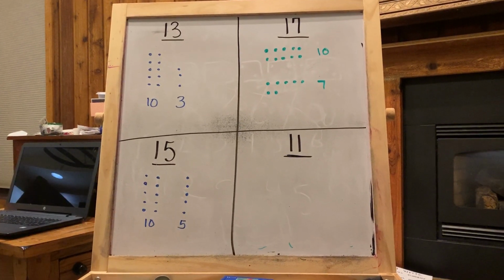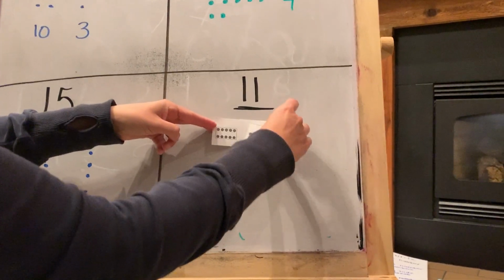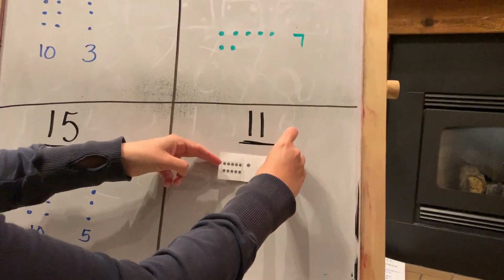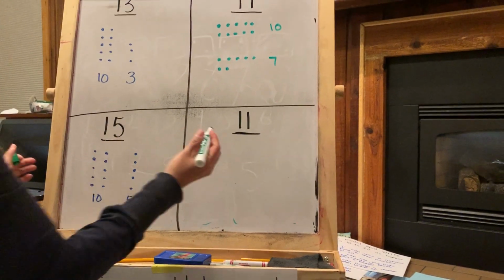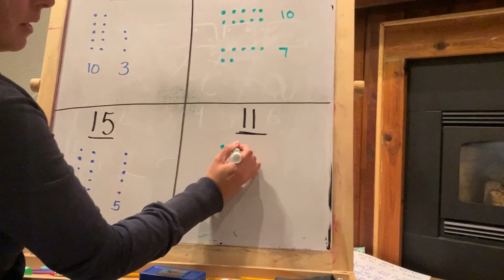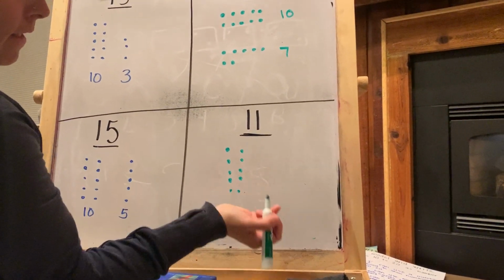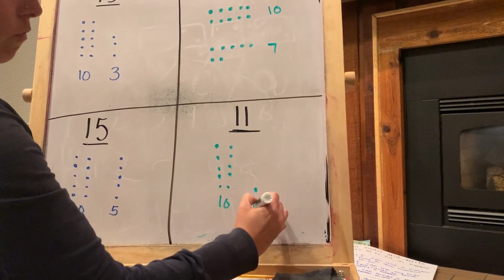All right, my last and final one, 11. I know to make 11, it's going to be 10 and 1. Those are my cards that make it match. I am going to draw my dots to match that number. There's my 10, and then my 1 is left over.